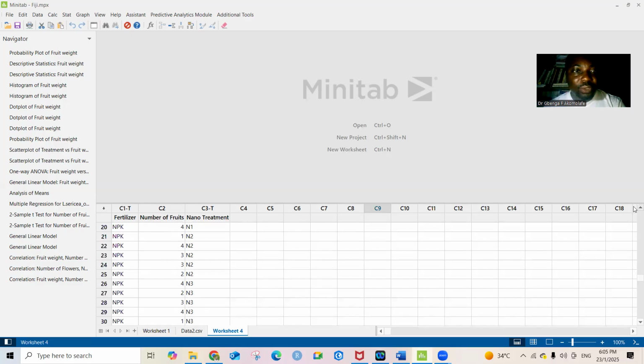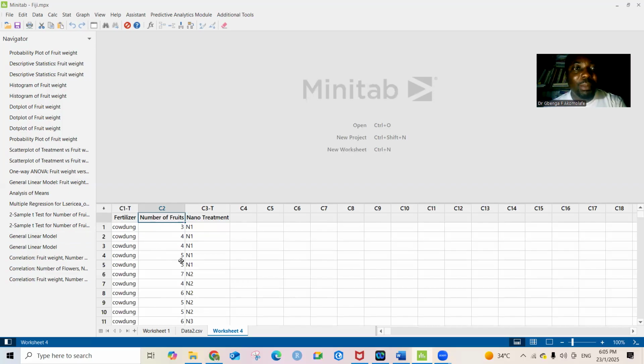So the cow dung has 15 different plants. He applied cow dung on 15 different plants, and NPK fertilizer on another 15 different plants, making a total of 30 plants. And then the number of fruits are also in front. So the second column represents the number of fruits. We want to see which of the fertilizers produces the highest number of fruit. That's the idea, to see whether the cow dung performed better or the NPK performed better.